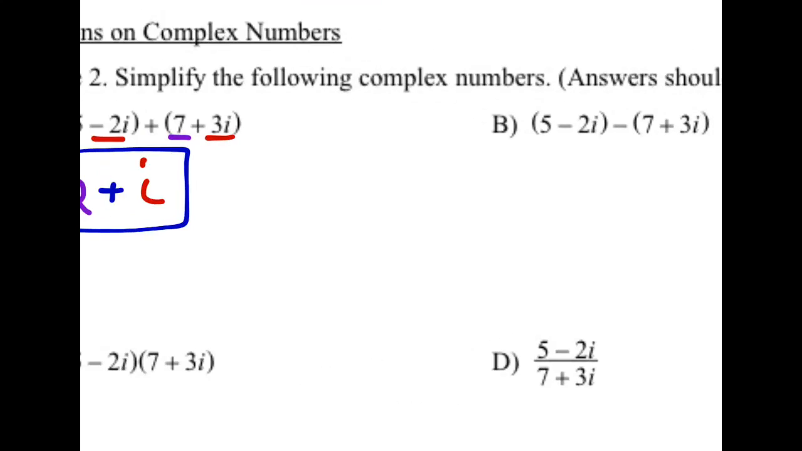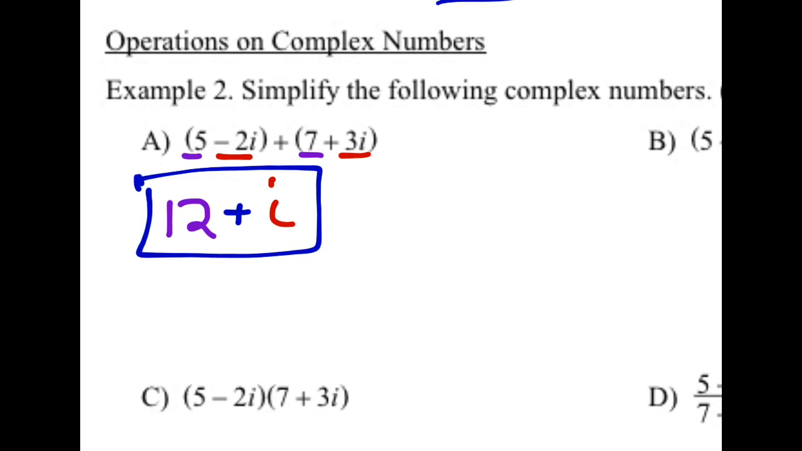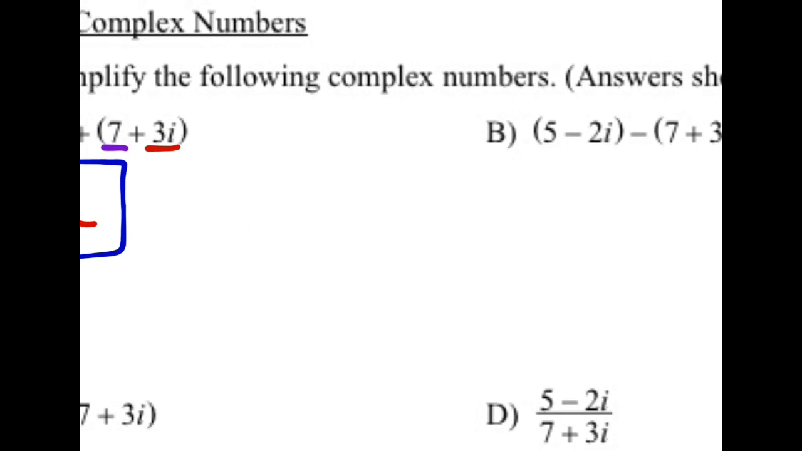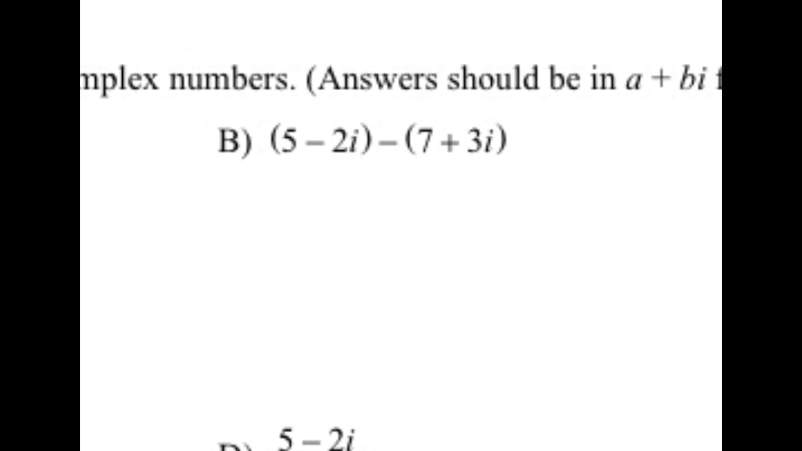So it's really no different than if you'd had 5 minus 2x plus 7 plus 3x. It's going to end up being 12 plus x in that case. So you're really handling it no differently than just adding two binomials. Same thing here, just combine like terms.